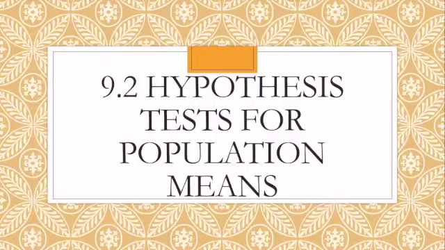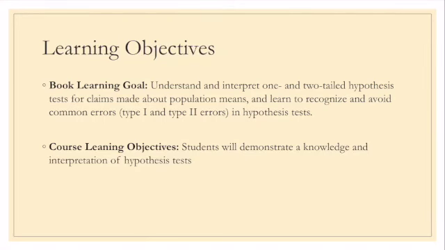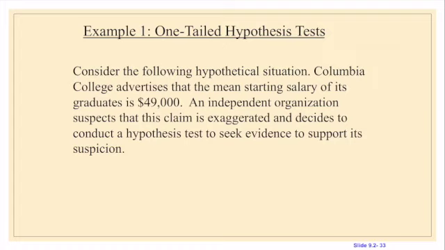Alright, so now we're going to discuss hypothesis tests for population means. It's important to keep in mind that in Chapter 8, we had to look at confidence intervals for population means and population proportions differently. We have to do the exact same thing for hypothesis testing. So, let's take a look at this first example.